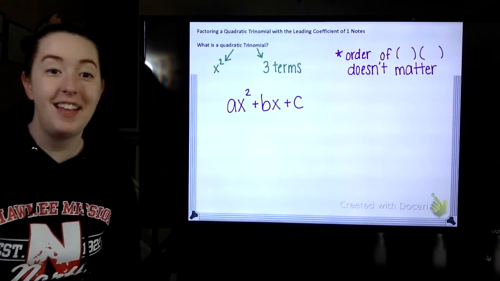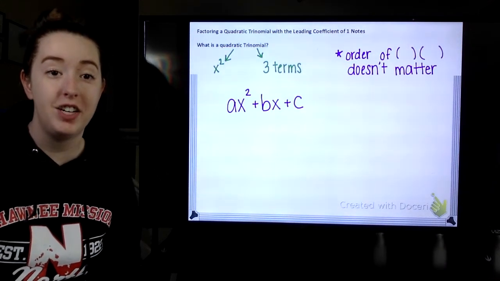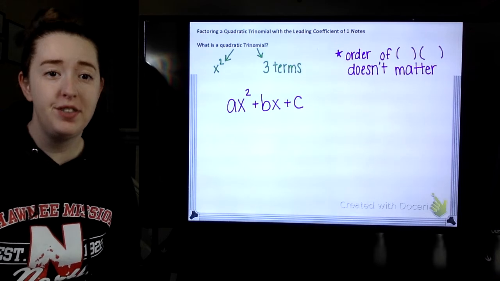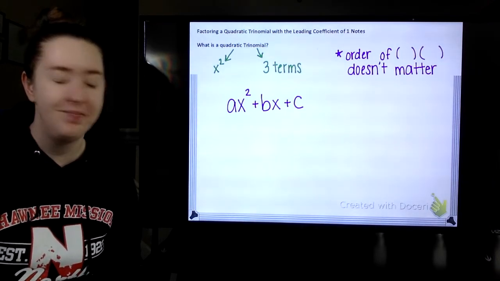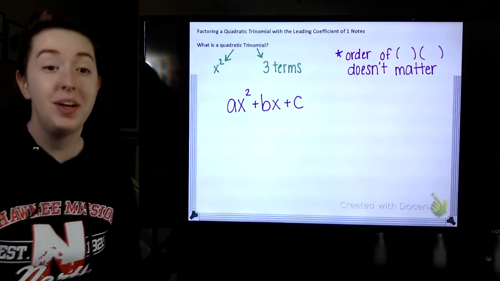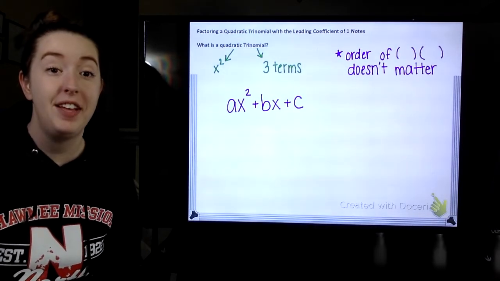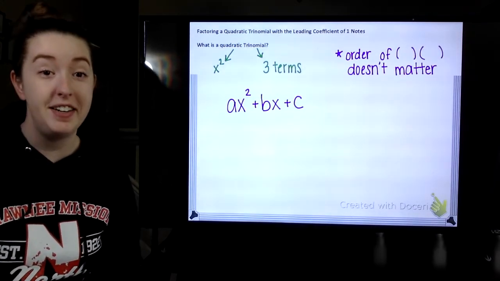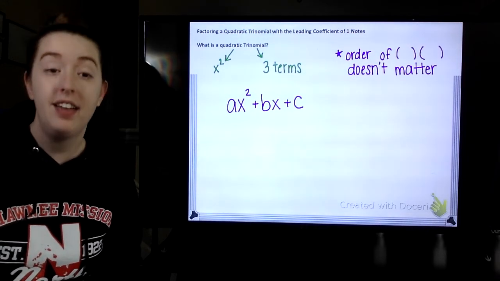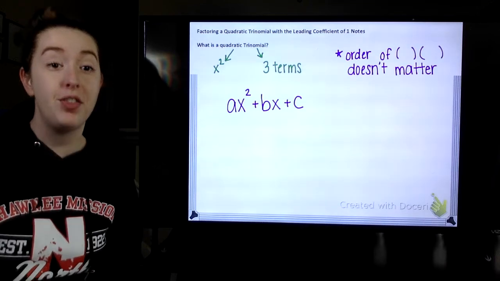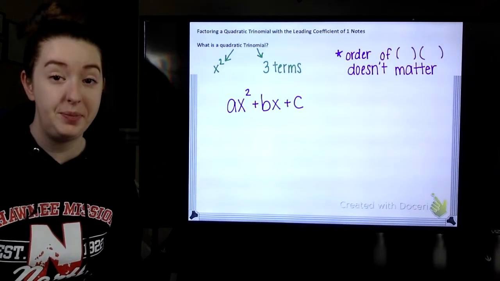Hi guys! Today we are going to factor quadratic trinomials. So first of all, what the heck is a quadratic trinomial? That sounds complicated. It's really not. Quadratic just means that the highest power is x squared, so you're going to have an x squared somewhere inside of the problem. And a trinomial means that there are three terms in the polynomial.